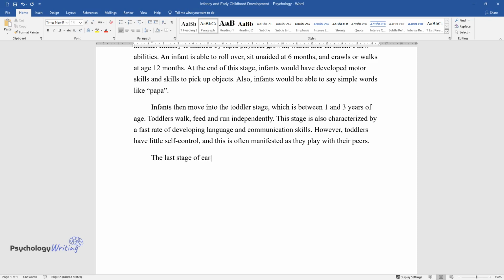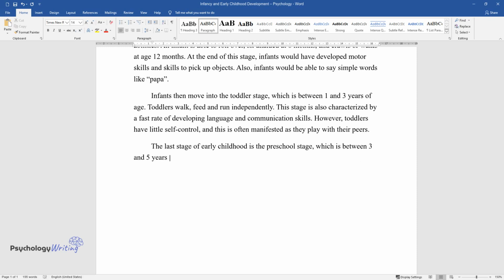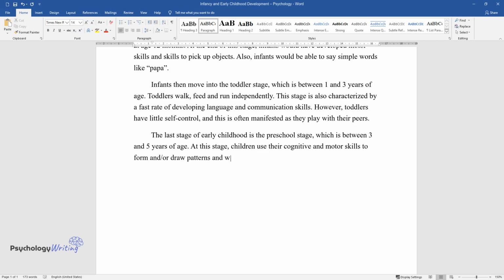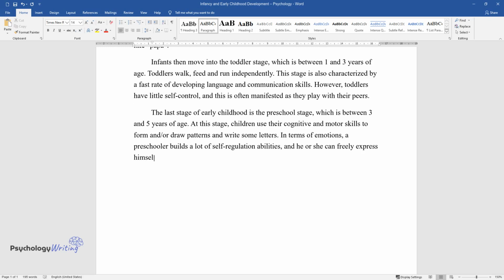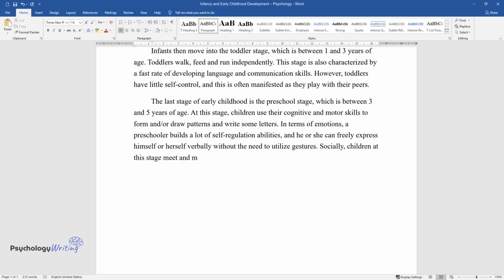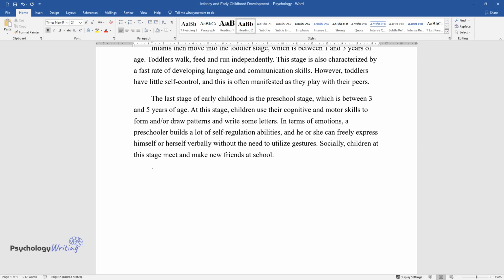The last stage of early childhood is the preschool stage, which is between 3 and 5 years of age. At this stage, children use their cognitive and motor skills to form and/or draw patterns and write some letters. In terms of emotions, a preschooler builds a lot of self-regulation abilities, and he or she can freely express himself or herself verbally without the need to utilize gestures. Socially, children at this stage meet and make new friends at school.